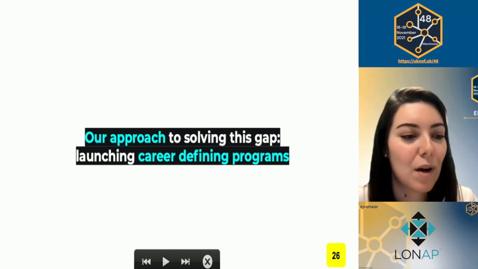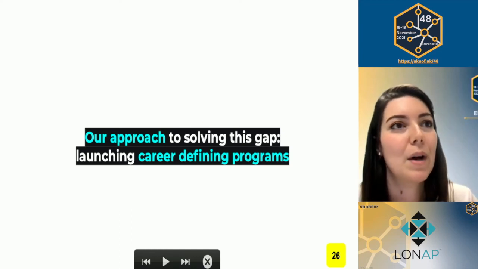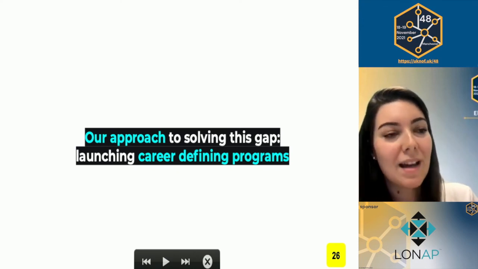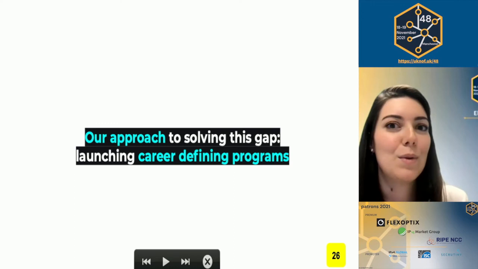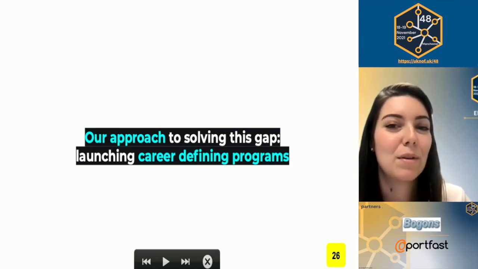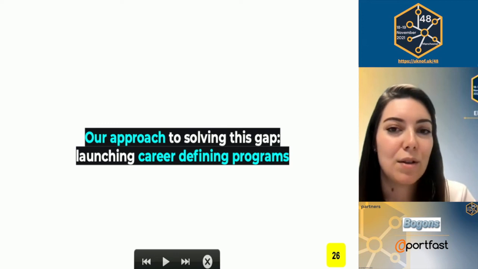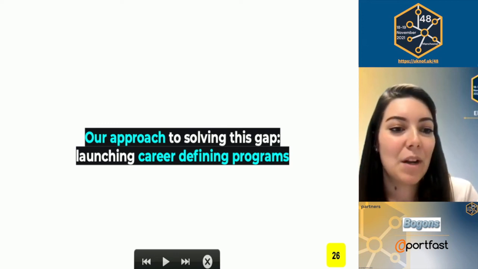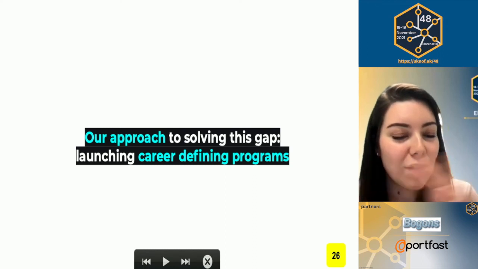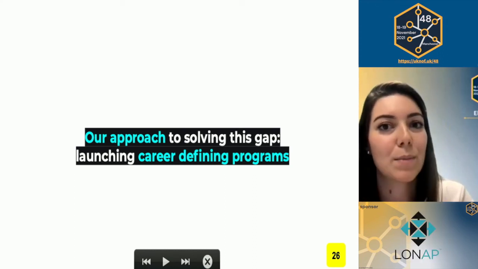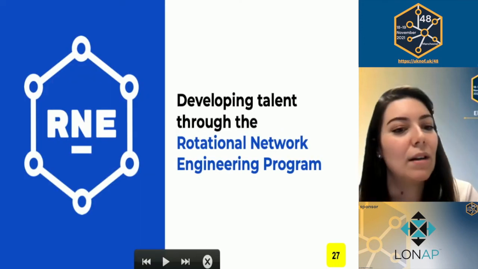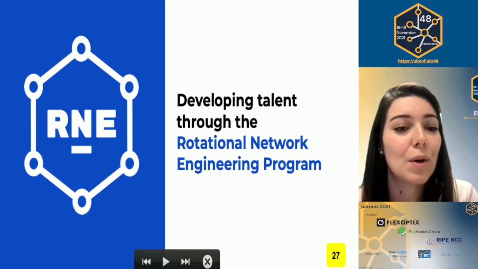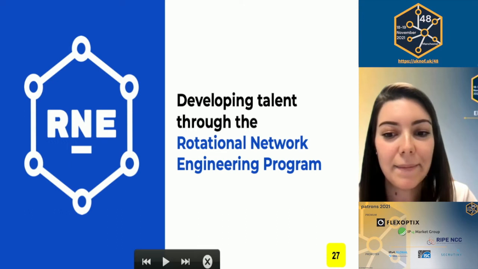Now, I wanted to talk about how we are approaching this problem of getting talent, but also helping people grow into this evolution from working manually, doing configurations manually, to a world in which that wouldn't be possible because of the scale. So how are we trying to look at this problem? The way we're doing it is by creating a program that can help people define their careers, but also teach them all of these skills. Next slide. This is what we call the Rotational Network Engineering Program, which we have developed at Meta. Next slide, please.